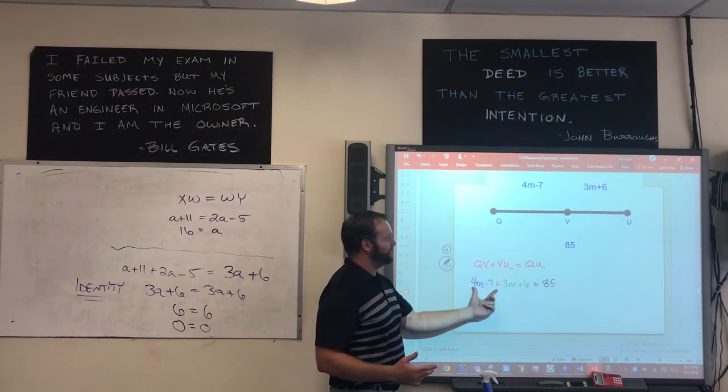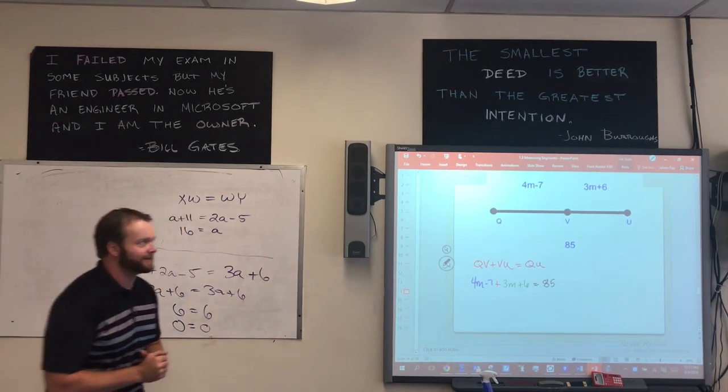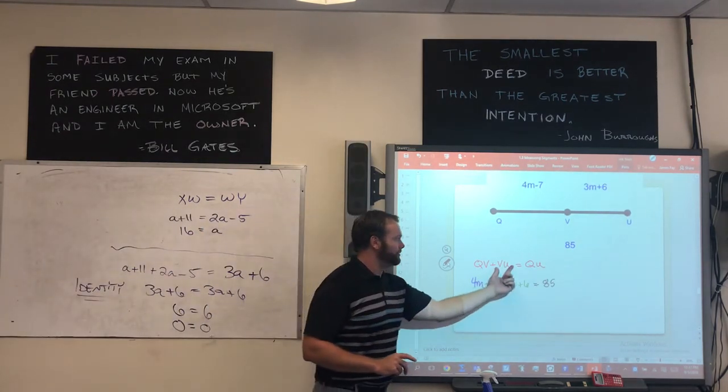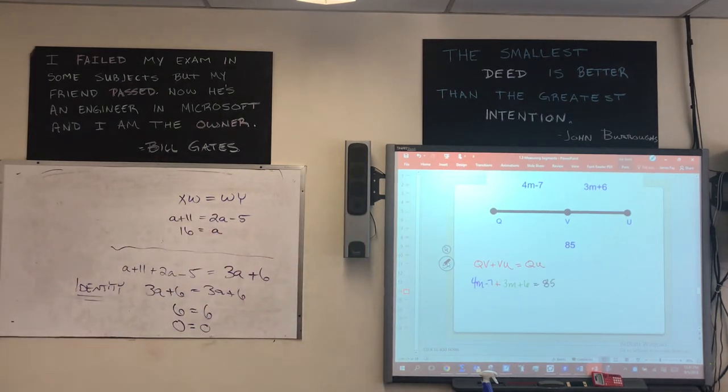That first QV up there in the picture, it looks like they're showing 4m minus 7 to be that distance. VU is what I've got written here in green, 3m plus 6. And it is that distance, but it's just an algebraic way of representing that distance. Does that make sense? Once I know what m is, let's say it was 10, then I know what those two distances are numerically, right? And then obviously QU, the entire thing we're looking at, is 85. Is that all right, everybody?